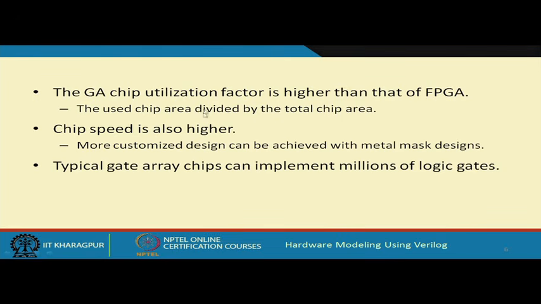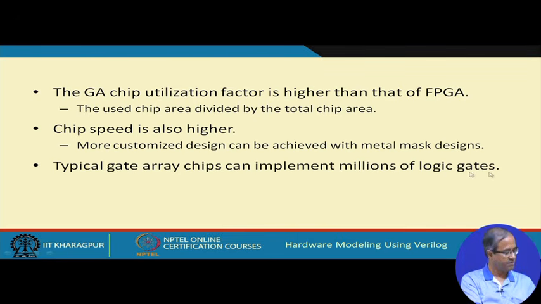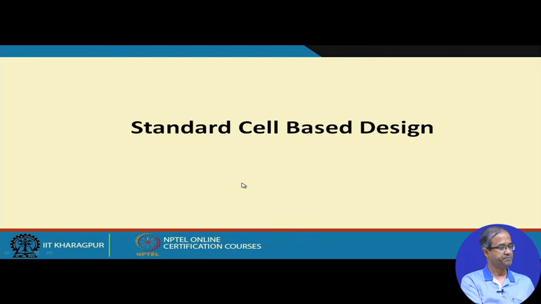And because you are working at a much lower level, your chip speed in general will also be much higher, because the delay will be less, because all those complicated circuitry as there in FPGA will not be there in gate array style. So, a typical gate array chip can implement millions of logic gates or even more. So, this is the idea.